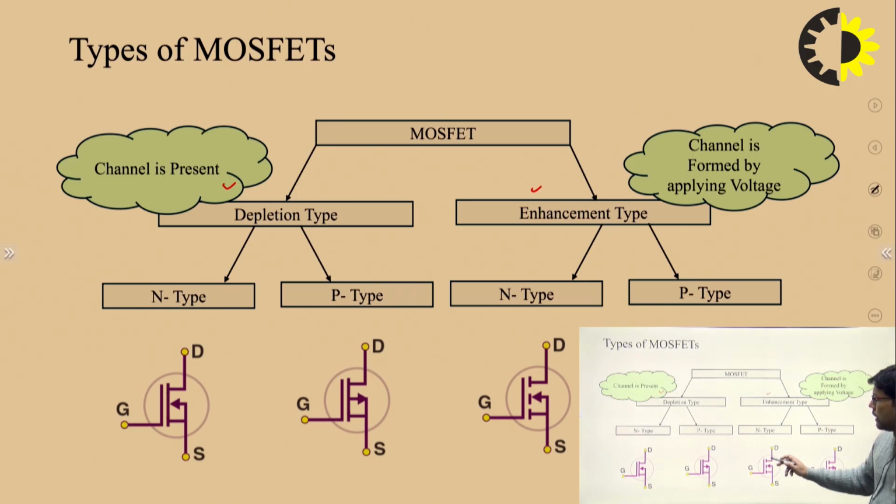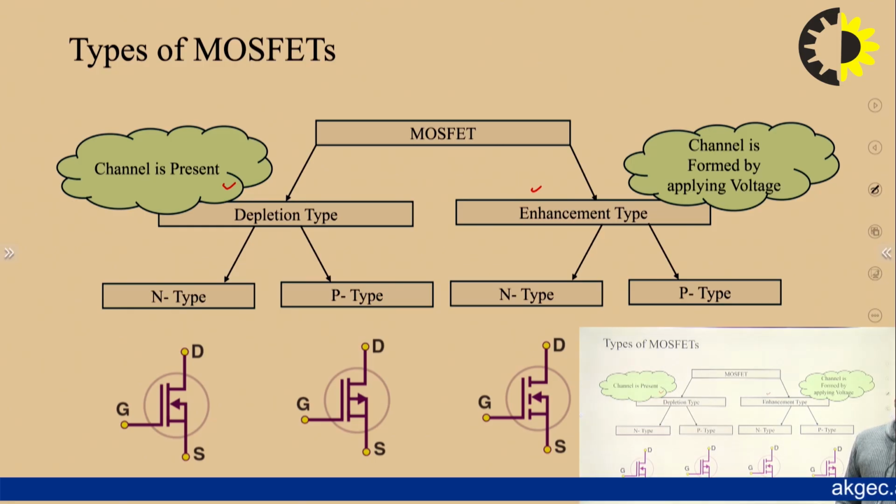Here you can see this dotted line which is representing the enhancement type MOSFET. There is no presence of channel. We need to create a channel with the help of applied voltage. So you can clearly see here the symbolic representation. This is a very important symbolic representation.